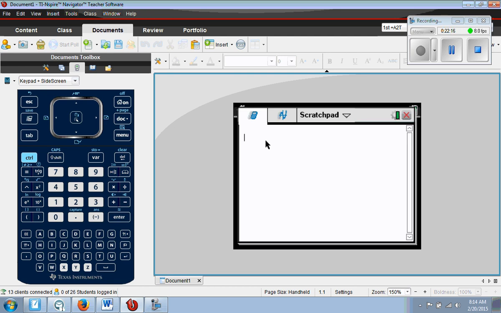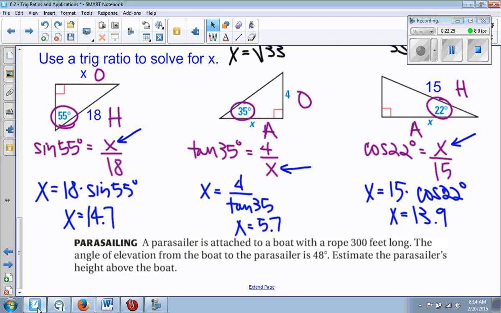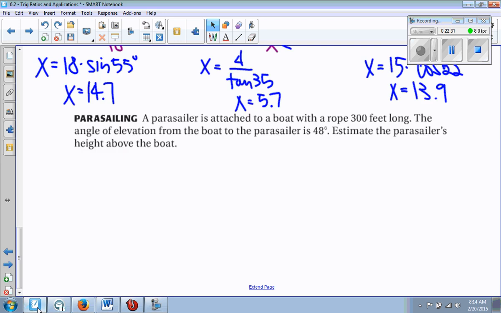Radians is just another way to measure angles. It's not something that we're going to use until next unit. So it is something that we'll talk about next unit, but for right now, we're going to stick totally in degrees. So the last thing we're going to do is a word problem here.